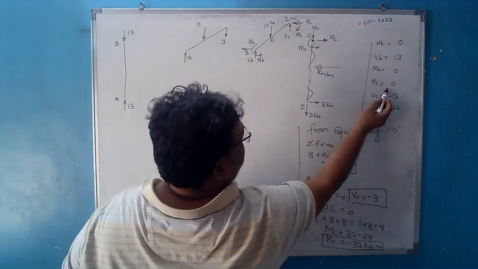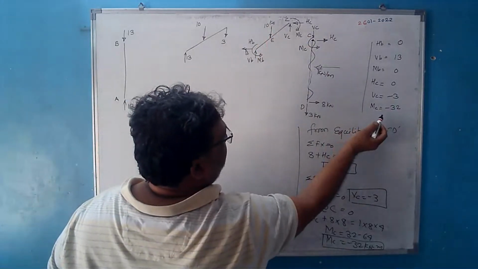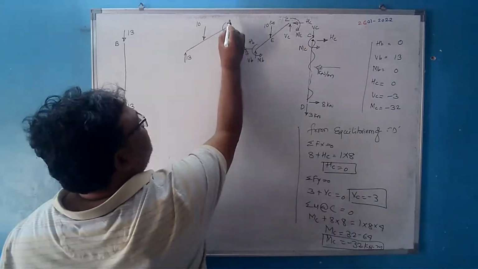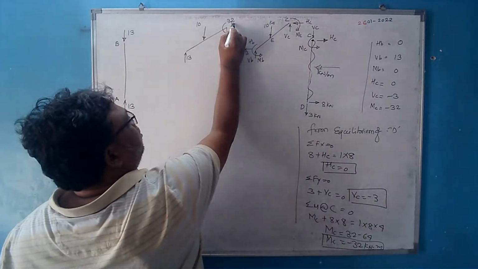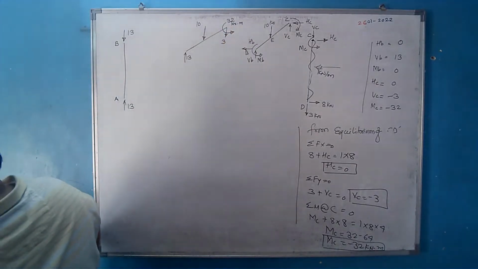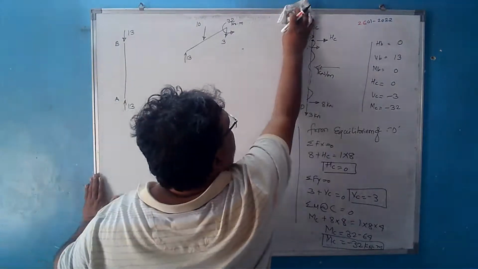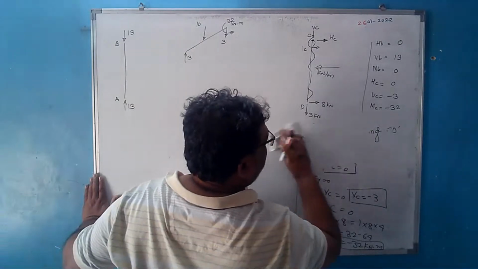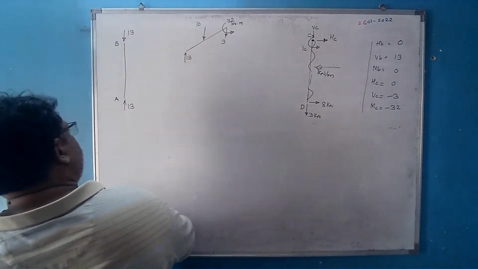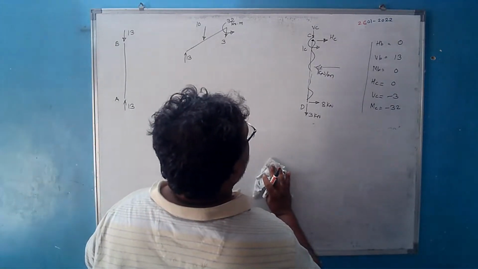HC, I have got 0, so I need not sketch that. MC, I had assumed clockwise, I have got a minus value. It means that it must be anti-clockwise. And this is equal to 32 kilonewton meter. So I have sketched the free body diagram of the second part also. What to do next? Next sketch the free body diagram of the third member. It is a 3-member portal frame. Once you know the free body diagrams, then we can get the shear force and bending moment diagrams.